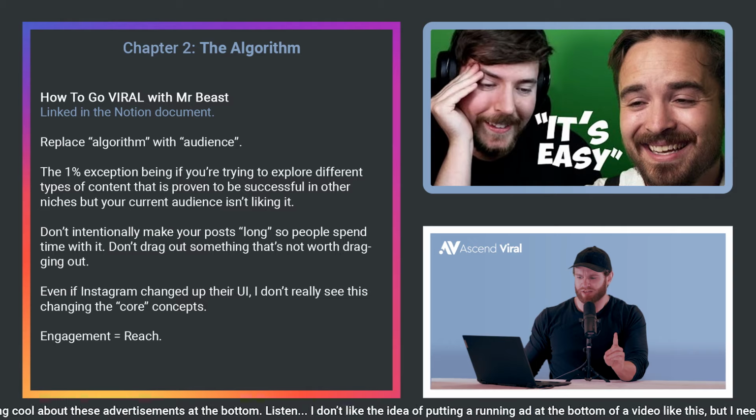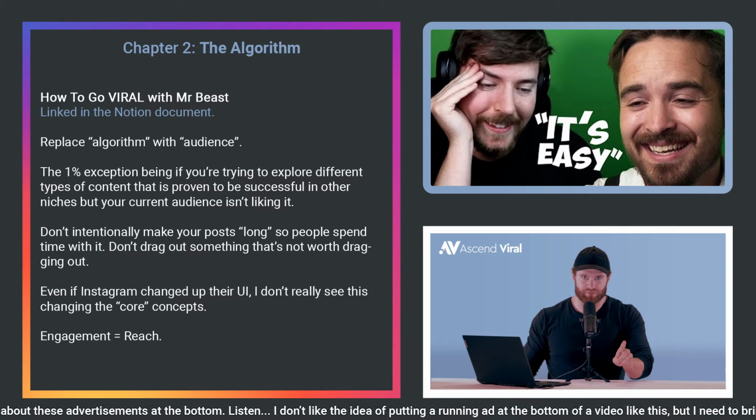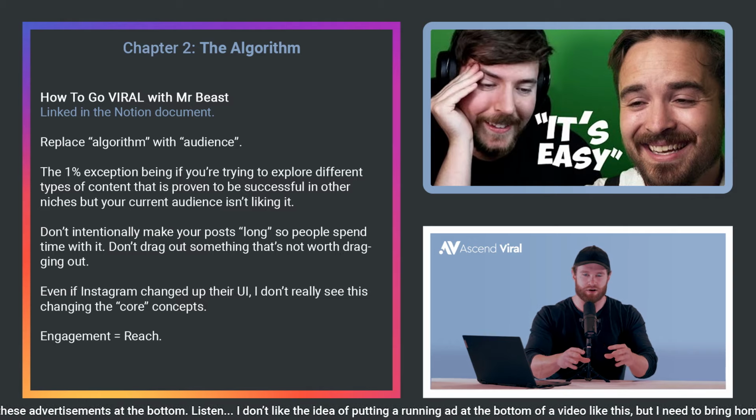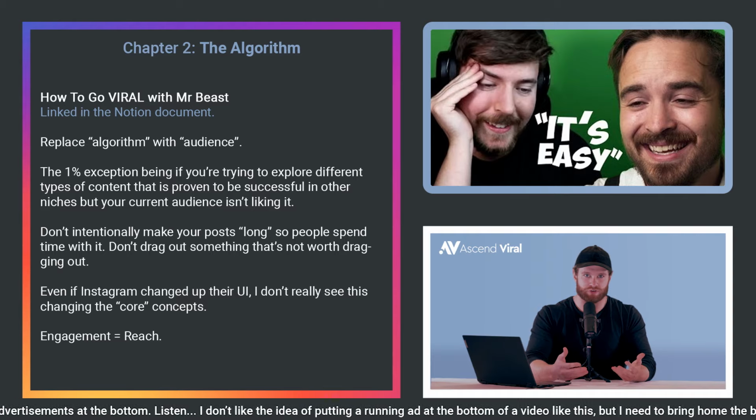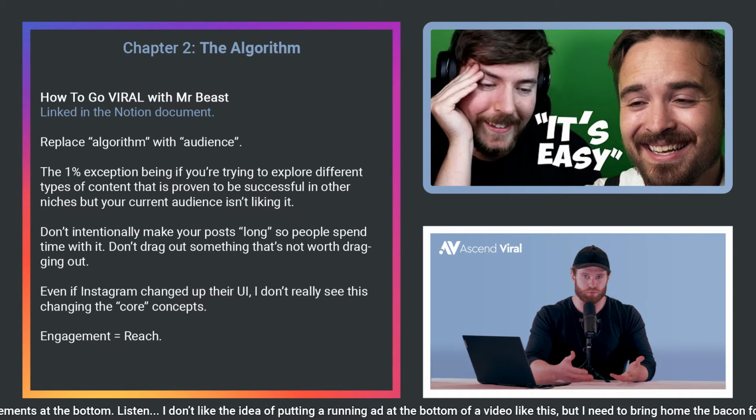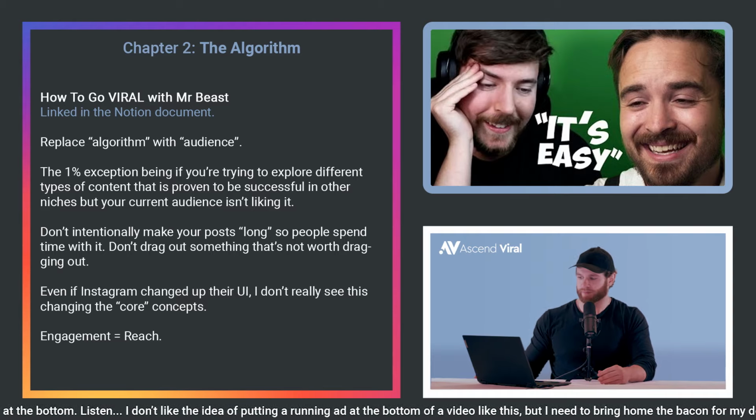And one more thing, engagement equals reach. I sometimes use these words interchangeably, but that's really what it boils down to. If you don't get engagement, you won't get reach, and vice versa.